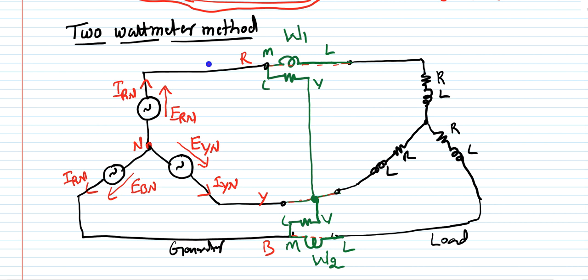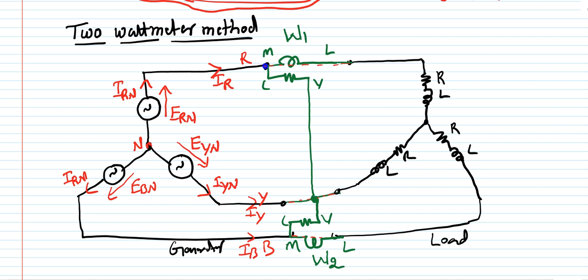Now come to here. I can write IR, this is the line current. Similarly, I can write IY, line current, and IB, it is also a line current. In a star connection system, line currents are equal to phase currents, because this current is also equal to this current, isn't it? This is the phase current and this is the line current, both are equal. That is the property of the star connection we have seen.